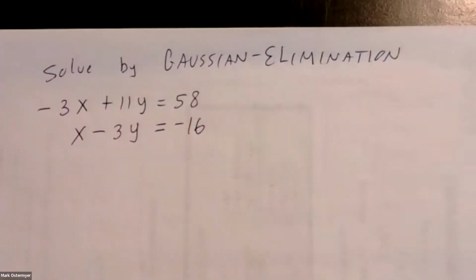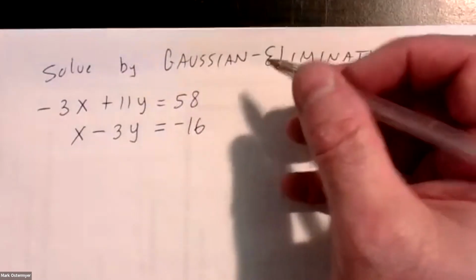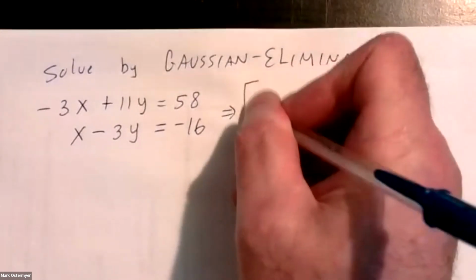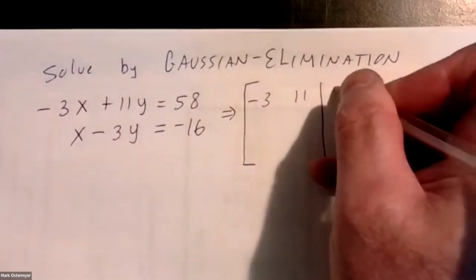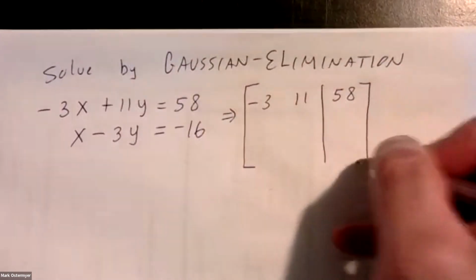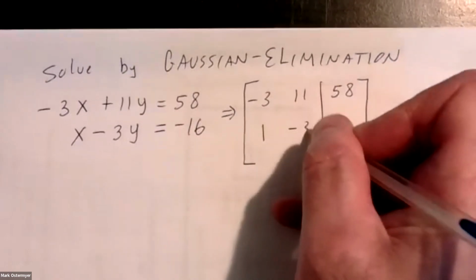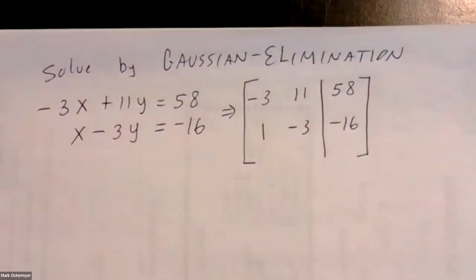All right, step number 1, we have to represent the system using a 2x3 augmented matrix. So here we go. There's my system of 2 equations and 2 unknowns as a 2x3 augmented matrix. Okay, what's step number 1?